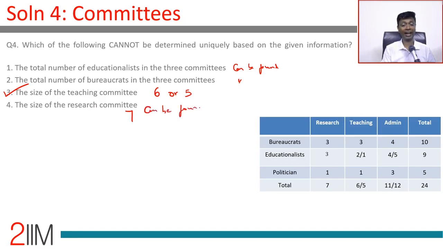Which of the following cannot be found? That is the size of the teaching committee. It could be 6 or it could be 5.